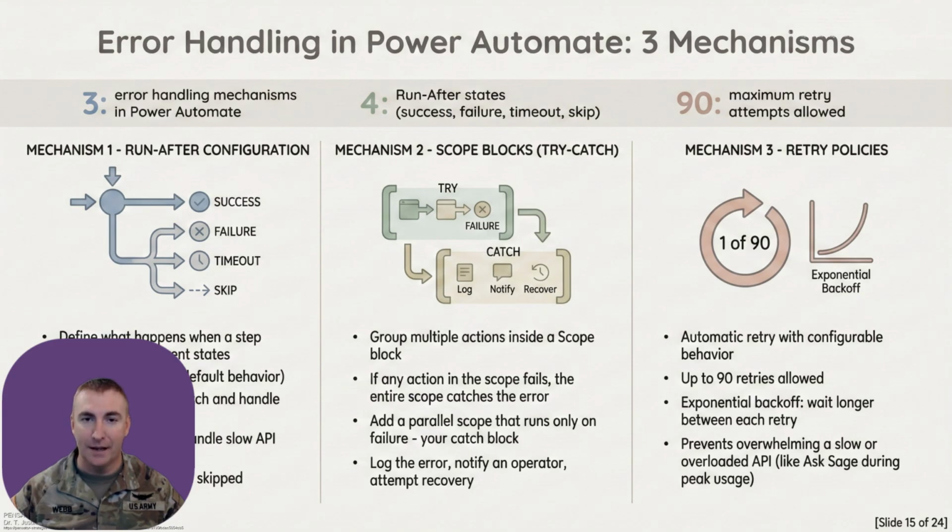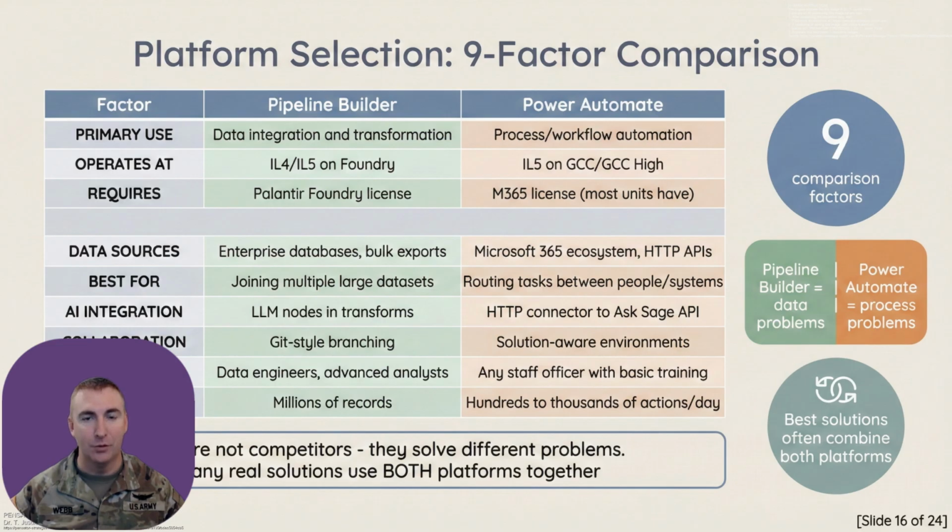Now step back and compare both platforms side by side. Pipeline Builder and Power Automate are not competitors. They solve different problems. 9 factors. The one that matters most. Pipeline Builder handles data problems. Power Automate handles process problems. Pipeline Builder joins millions of records. Power Automate routes tasks between people. Many real solutions use both platforms together. Use that comparison as your decision reference.